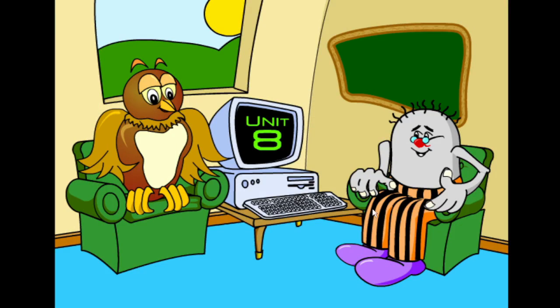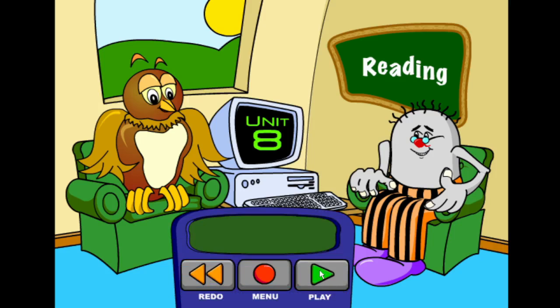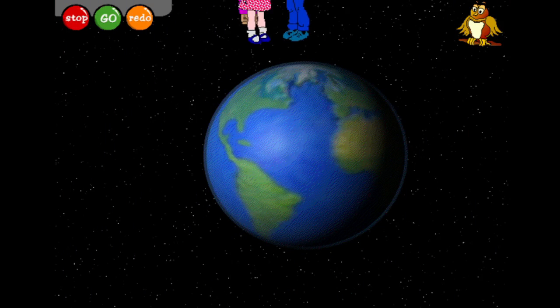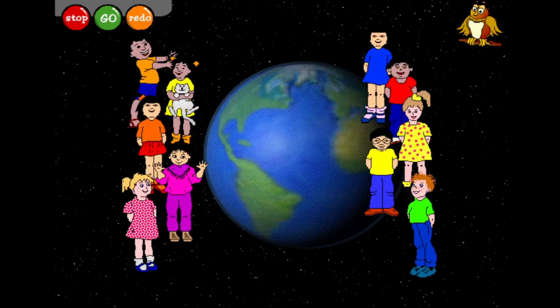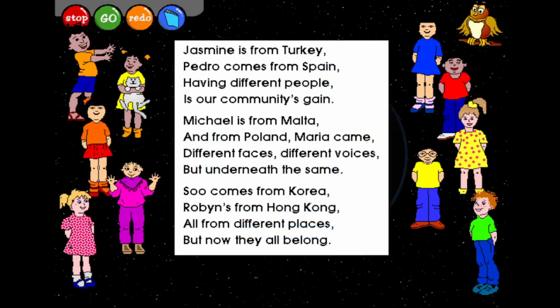Oh boy, top work. Unit 8, Reading. Read this poem about children in our community. Jasmine is from Turkey, Pedro comes from Spain. Having different is our community's gain. Michael is from Malta, and from Poland Maria came. Different faces, different voices, but underneath the same. Sue comes from Korea, Robin's from Hong Kong. All from different places, but now they all belong.